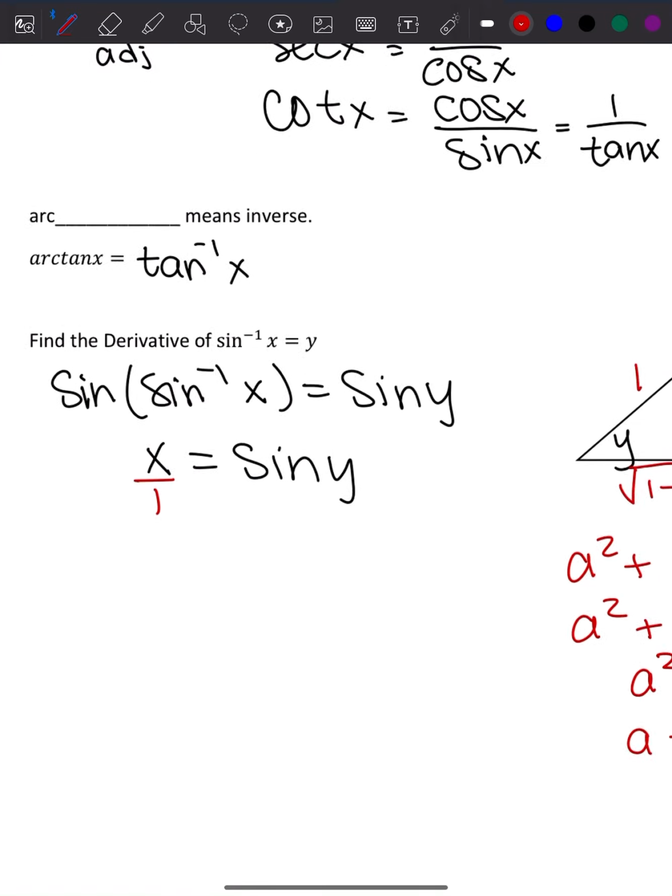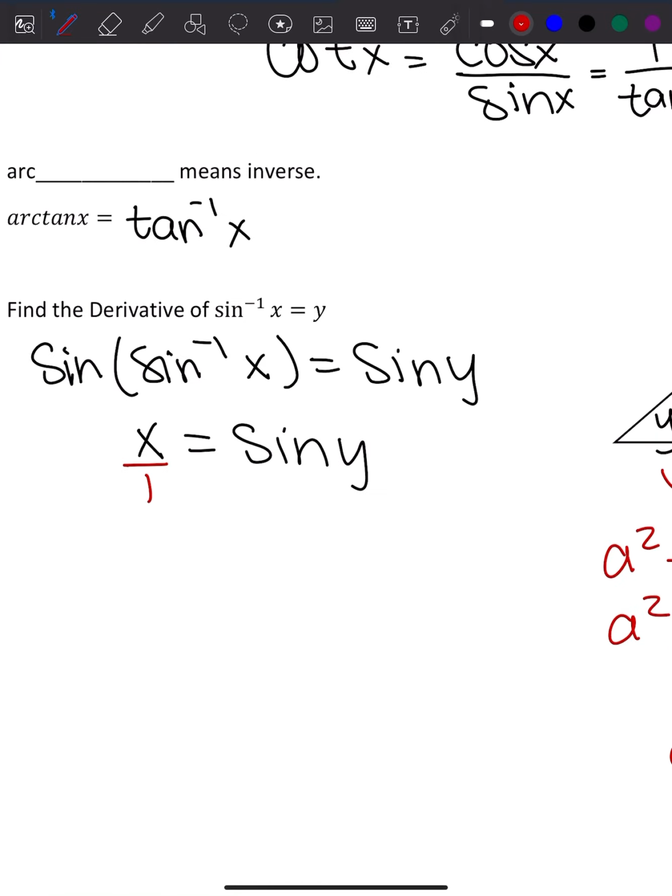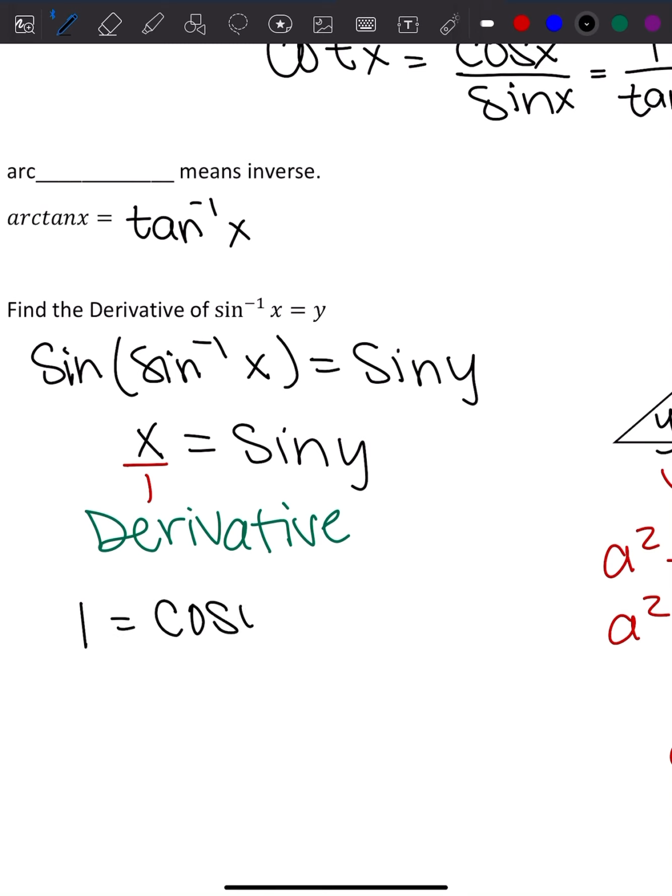Okay, so what we're going to do now is take the derivative of both sides. So we need to take the derivative. This requires us to be able to do implicit differentiation. So the derivative of x is 1. The derivative of sine is cosine of whatever's on the inside, y, times dy over dx.